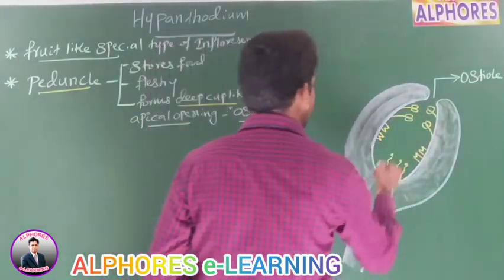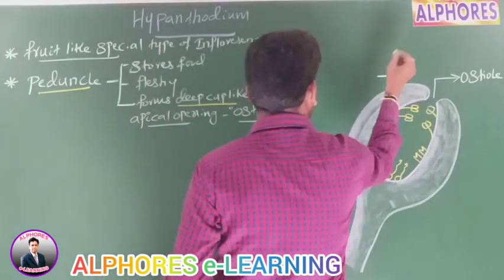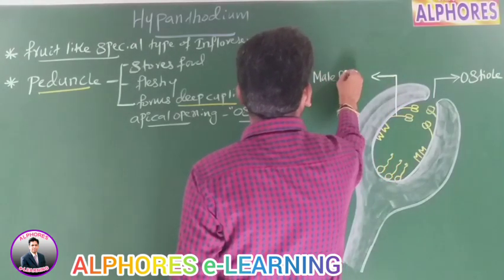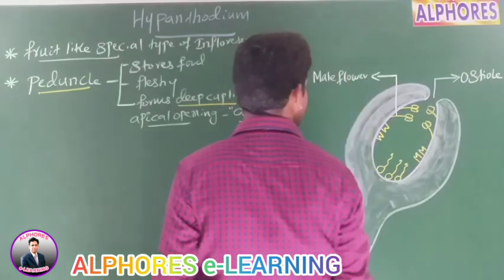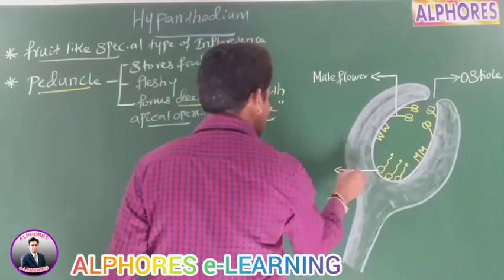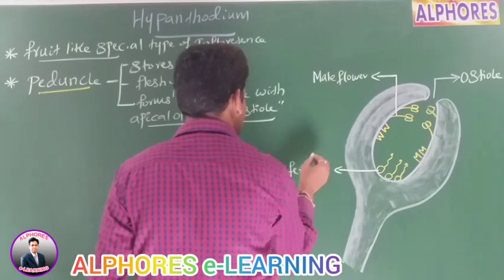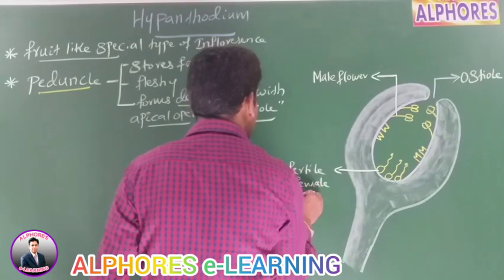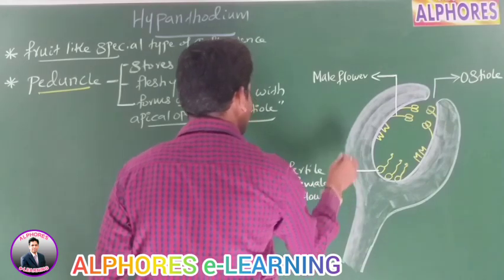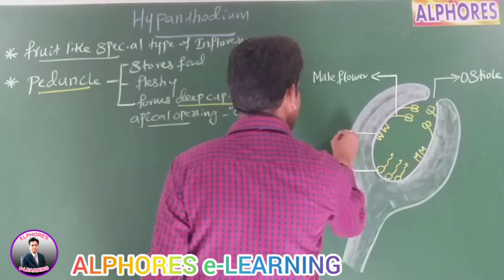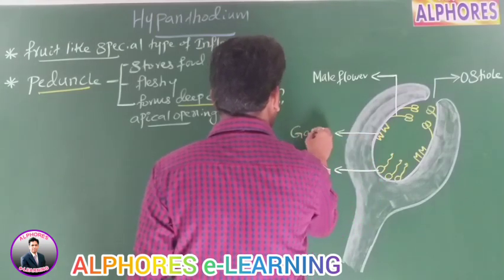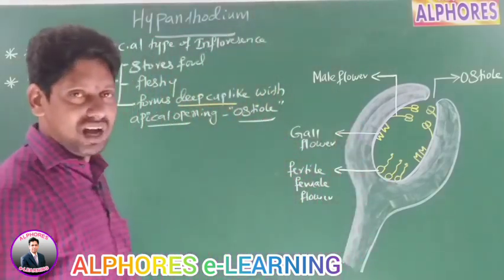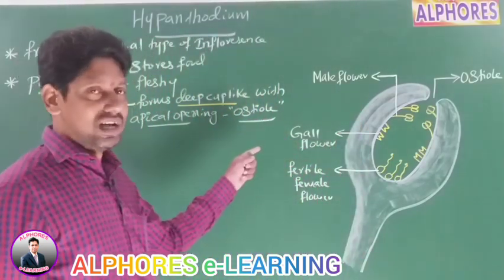Okay. Therefore, upper, which flowers? Male flowers. These are male flowers. Right. Whereas these are what? These are fertile female flowers. Fertile female flowers. Whereas what are these? Gall flowers. What are gall flowers? Sterile female flowers are called gall flowers.